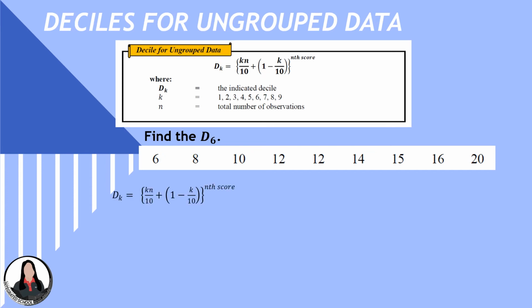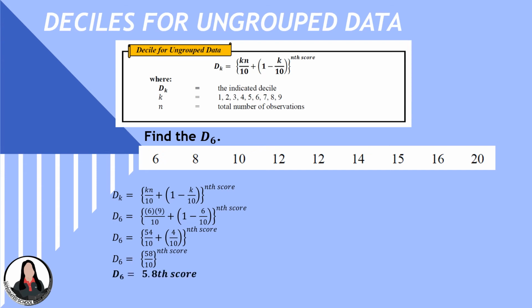Substituting the values for k and n. k is 6 since we are looking for D sub 6, and n is 9 since we are using the same number of observations. Okay? So, 6 times 9 all over 10 plus the quantity of 1 minus 6 over 10 and score. 54 over 10 plus 4 over 10 and score of the distribution. So, this will become 58 all over 10. So, simply, D sub 6 is the 5.8 score of the distribution.